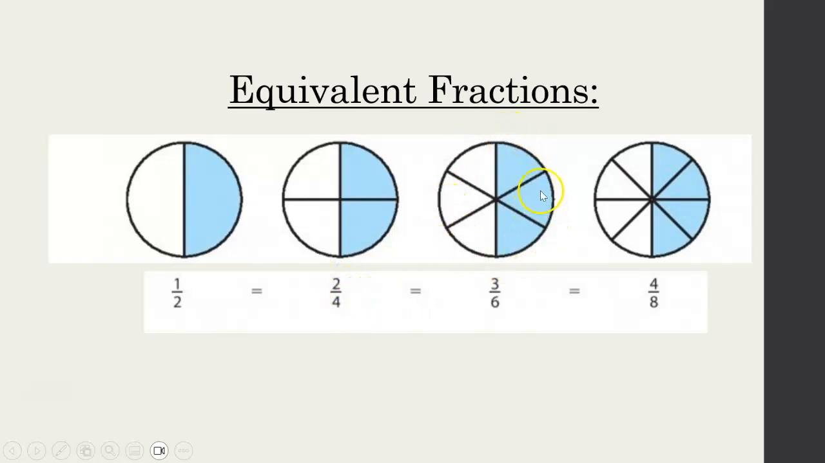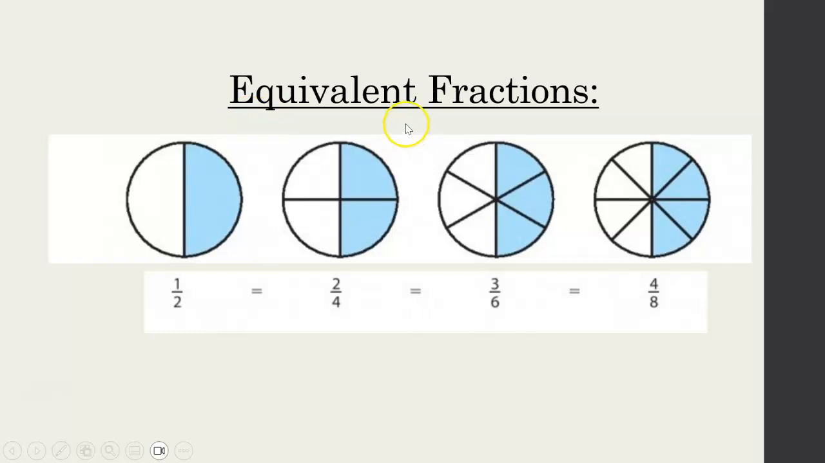Now I have the full pizza again, or circle, and I divide it into 6 bits. So now I'm working with 6. You'll notice the bottom number, the denominator, represents how many bits I've divided it into. And the top number, the numerator, represents how many bits we're actually looking at. So this one, 3 bits are shaded, so it'll be 3/6. Now I've divided the circle up into 8 bits, and we've shaded 4 of those bits, so it'll be 4 over 8. Now, those are all fractions.